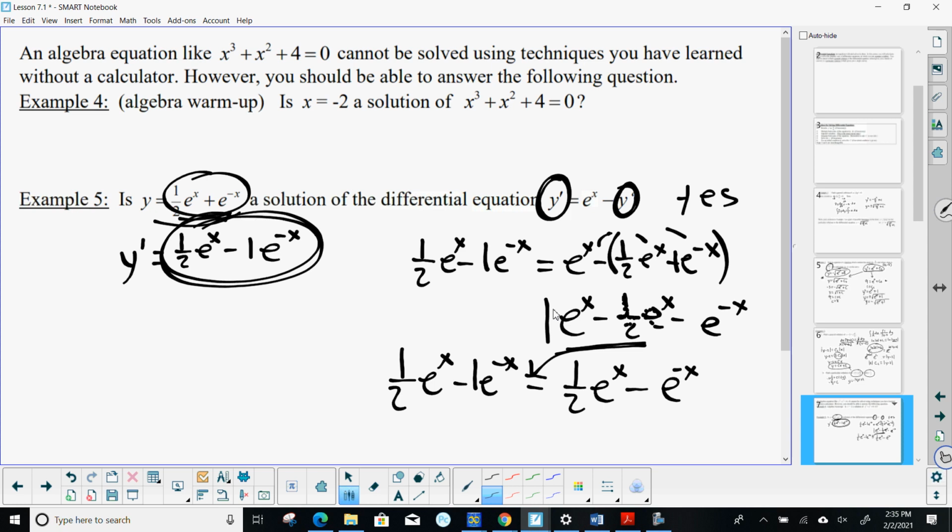And that's something they could ask you on the AP test. You're not actually solving the differential equation. That one we can't solve, at least using the methods that we know.